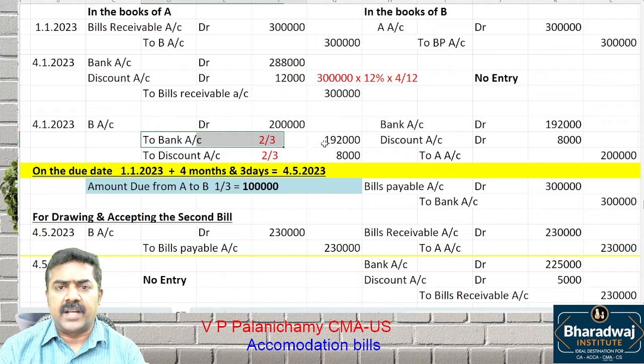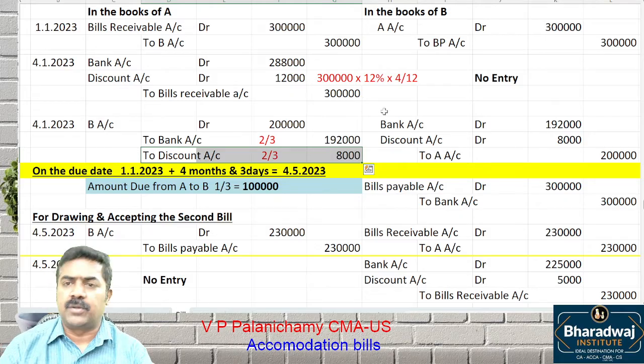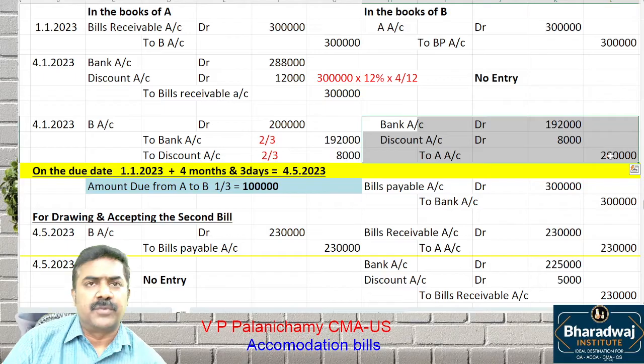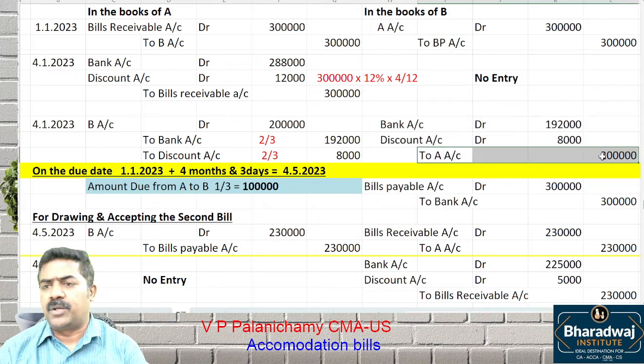While sending the amount, most important is two-thirds of the money, 2,88,000 into two-thirds. The discount also, the other party should bear to the extent of two-thirds. B will receive 1,92,000 and of course the discount of 8,000 he has to bear to A account.